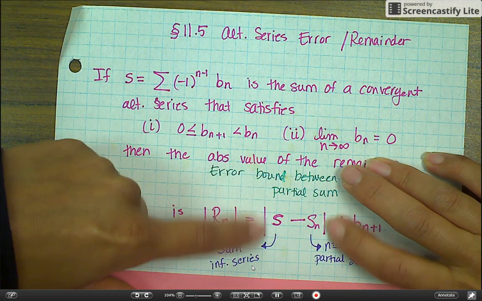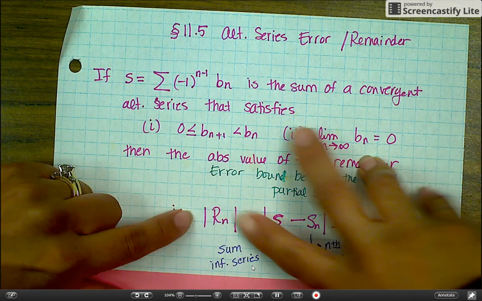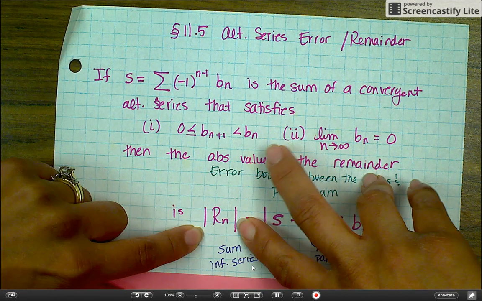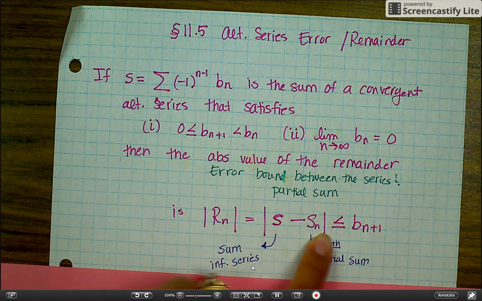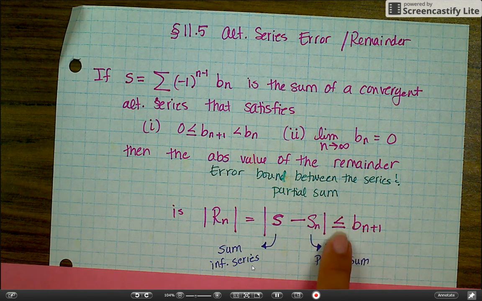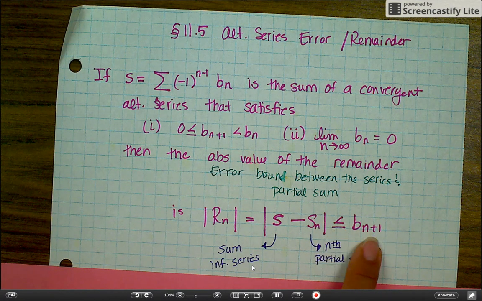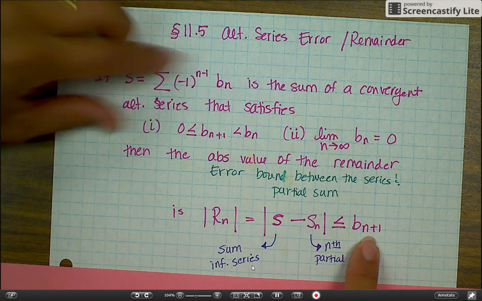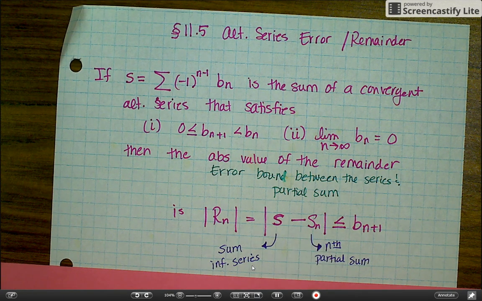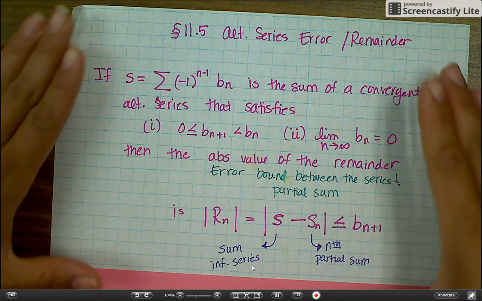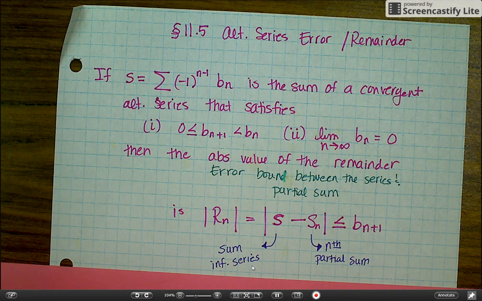If I do the absolute value of this quantity, then I would have the absolute value of that remainder. This remainder is always going to be less than or equal to the value of the next term in your alternating series, your Bn, not including the -1 because we did the absolute value. So pause if you need to copy this down and then move on.